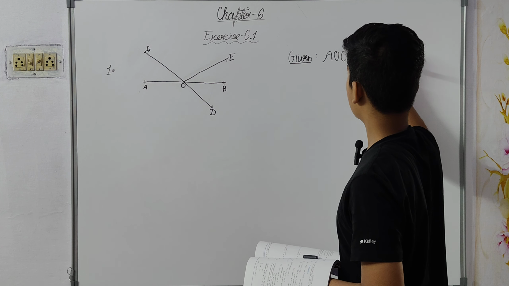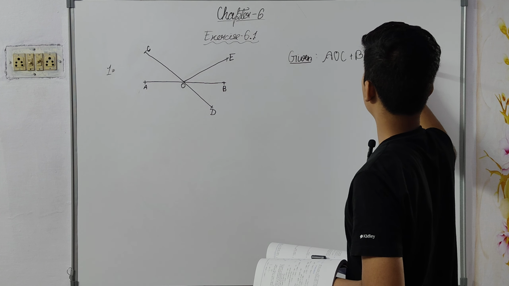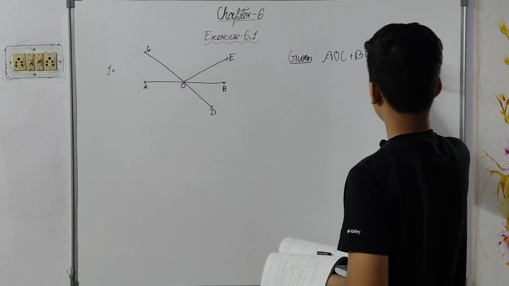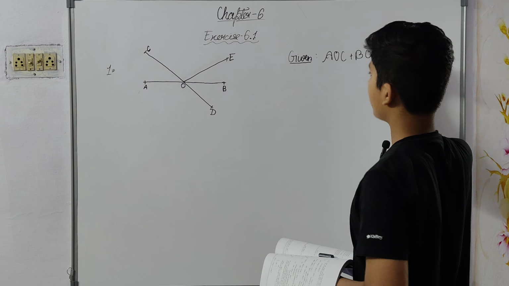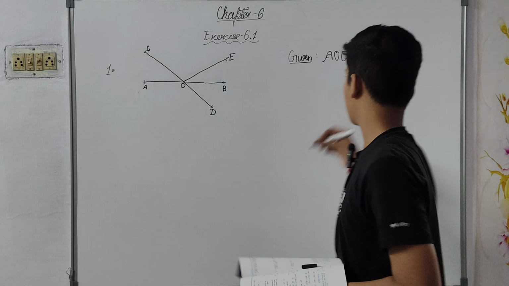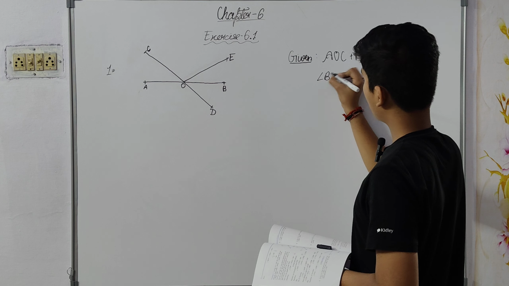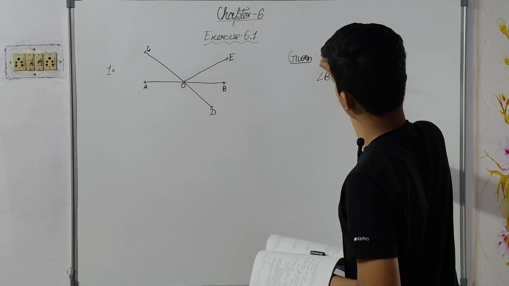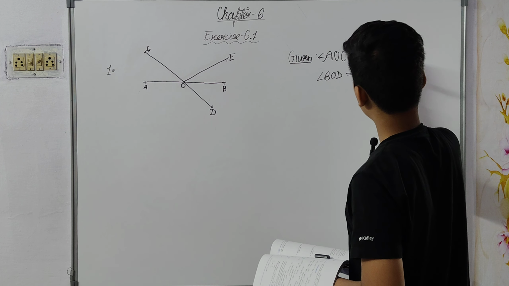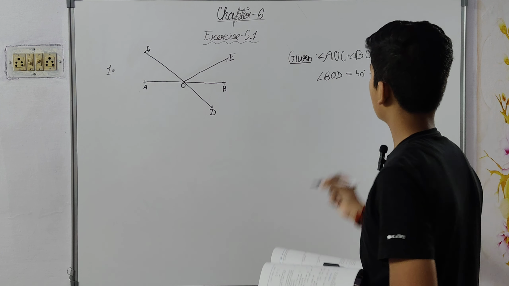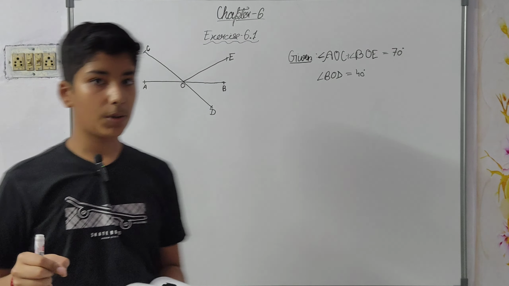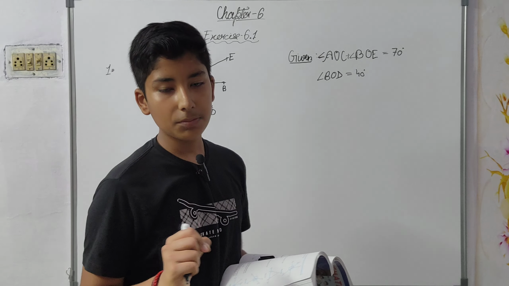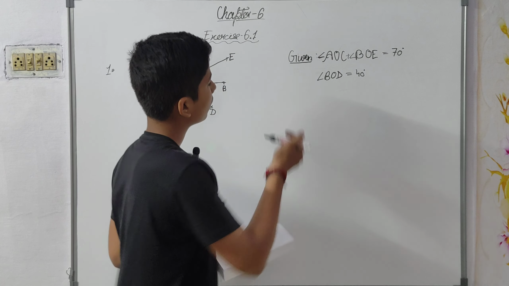Angle AOC plus angle BOE equals 70 degrees, and angle BOD equals 40 degrees. I forgot to write the angle. Yes. So if you have not seen my previous video on this chapter's introduction, please see it. Otherwise, you won't be able to understand it in a better way.